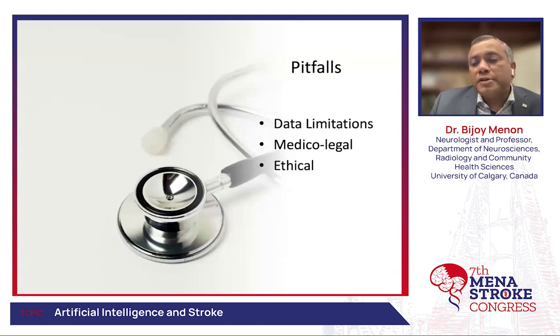There are some pitfalls, though, in the use of AI in acute stroke. We got to understand where these algorithms come from. What are the data limitations? Do these algorithms, when they train themselves, have the necessary counterfactuals? We got to understand the medical, legal, and regulatory environment. Some of these algorithms clearly need regulatory approvals. And then the ethical issues around data sharing, privacy, and so on and so forth. So those are some of the pitfalls, but society is sort of evolving towards the use of such algorithms in medical decision making.